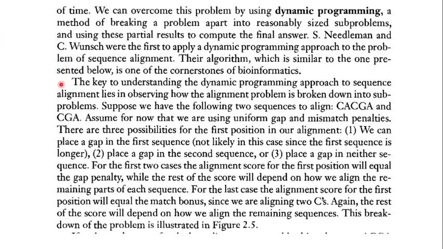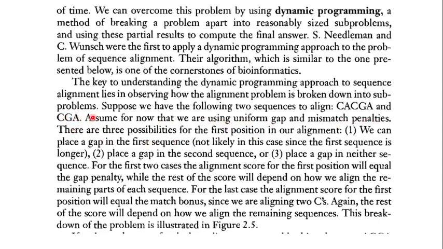The key to understanding the dynamic programming approach to sequence alignment lies in observing how the alignment is broken down into sub-problems. Suppose there are two sequences, one of 5 nucleotides and one of 3 nucleotides. Assume now that we are using uniform gap and mismatch penalties.